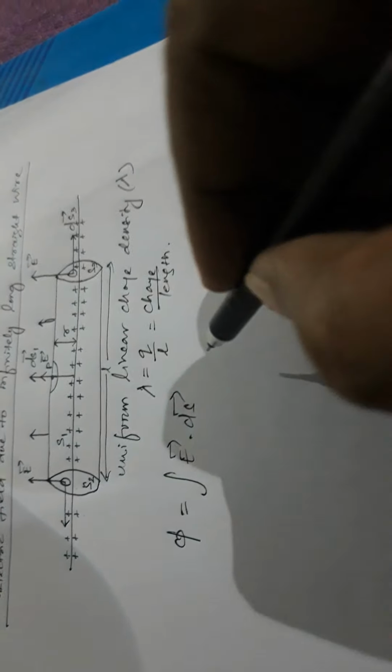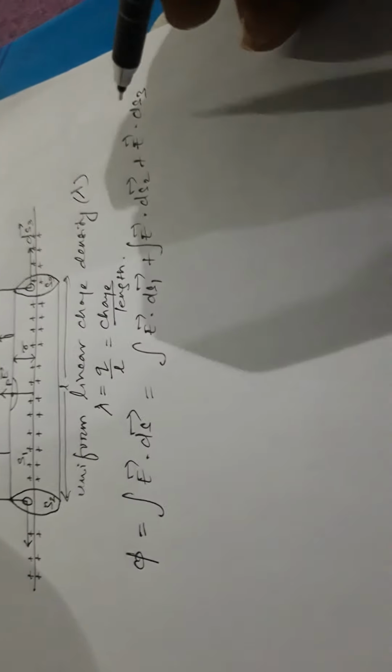Now here you see the total electric flux will be phi, equal to integration of E vector dot ds vector, which is equal to integration of E vector dot ds1 vector plus E vector dot ds2 vector plus E vector dot ds3 vector.